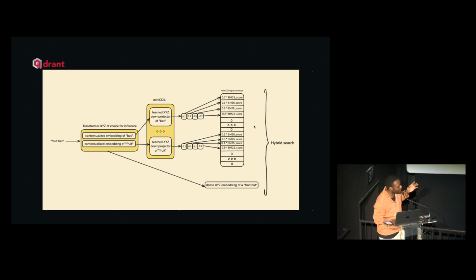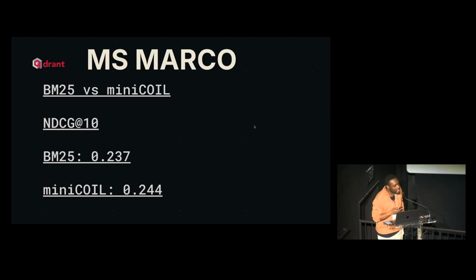We also have the dense embedding of fruit bat. So this is the inference process that you can see right here, right? This is kind of the inference infrastructure. And as a result of this, we can do that hybrid search thing that we love, combining the power of BM25, which we know crushes it when it's just searching words, with a little context boost so that it can get some better results. And we ran this on the MS Marco dataset.